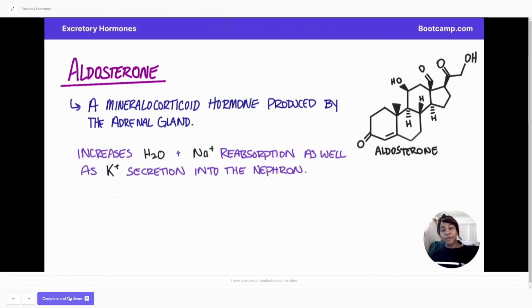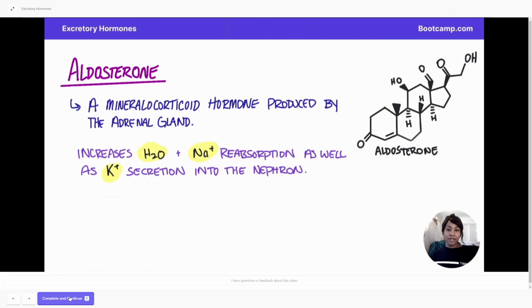Now here we're going to talk a little bit more about what aldosterone does, just because it is an important hormone that you will need to know what it looks like. It's a steroid hormone that's going to be produced by our adrenal gland, and the way that it actually helps to increase blood pressure and blood volume is that it causes more salt and water to be reabsorbed. And at the same time, it makes sure that potassium is secreted.